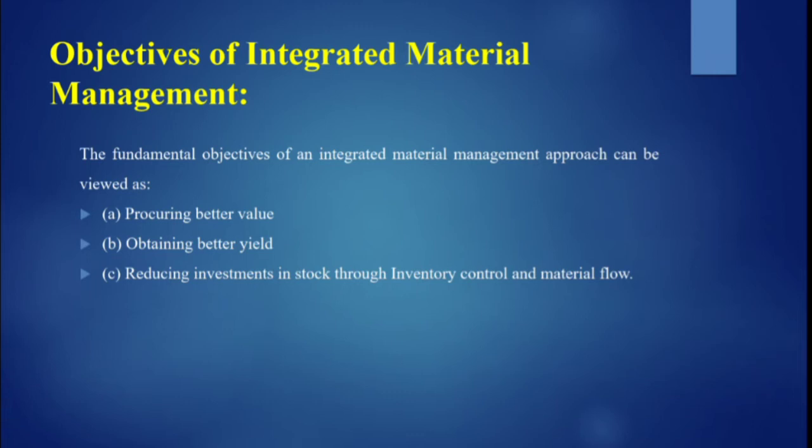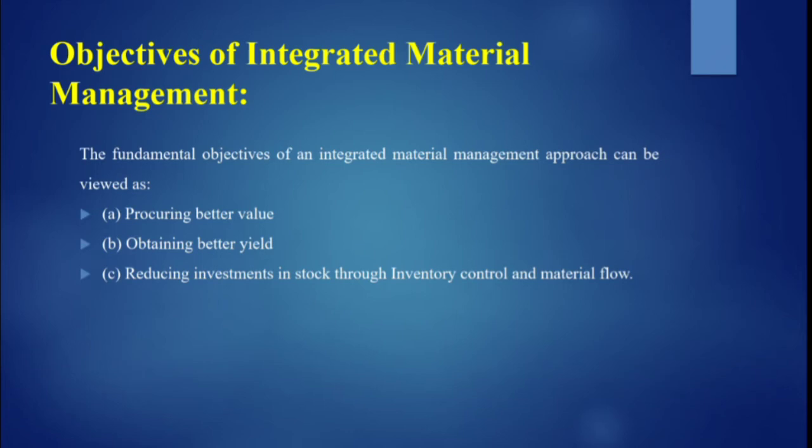Our next objective is obtaining better yield. Yield can be increased or optimized if we are able to reduce the wastages to the minimum. Yield here means outcome. So to increase the outcome, we have to reduce the wastages. Also, to increase the outcome, we have to make sure that all the functions of materials management are performed in a systematic and in a synchronized manner.